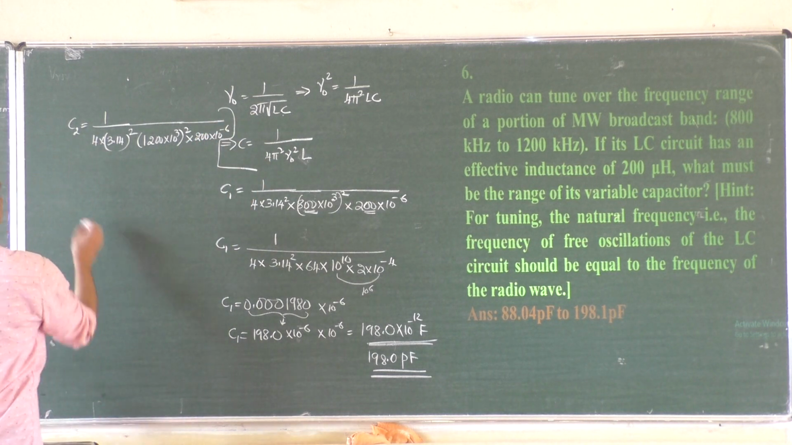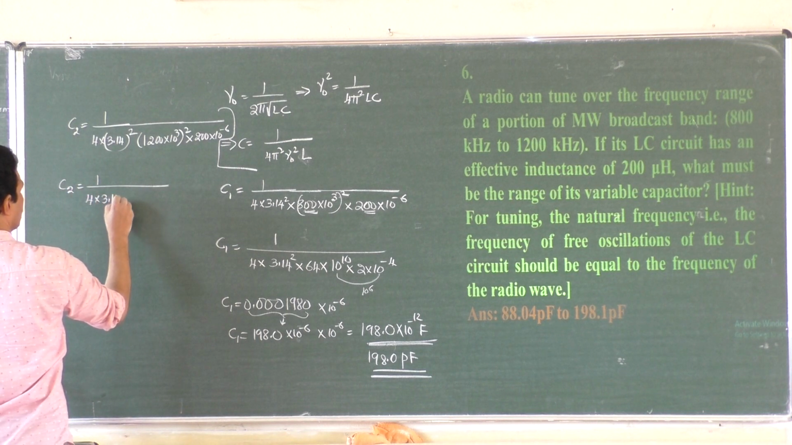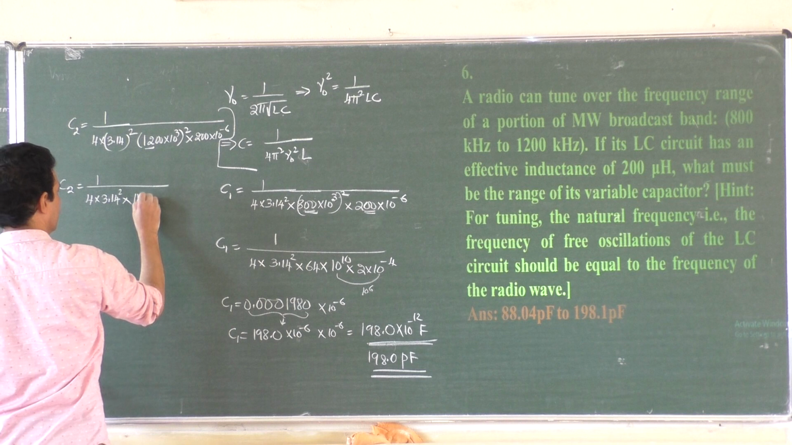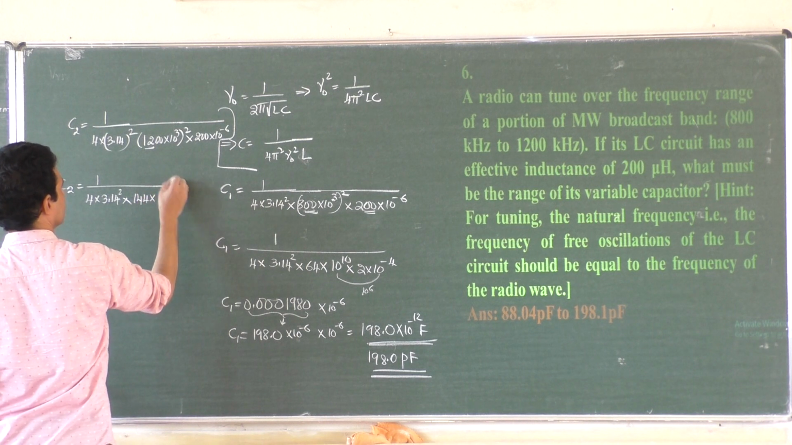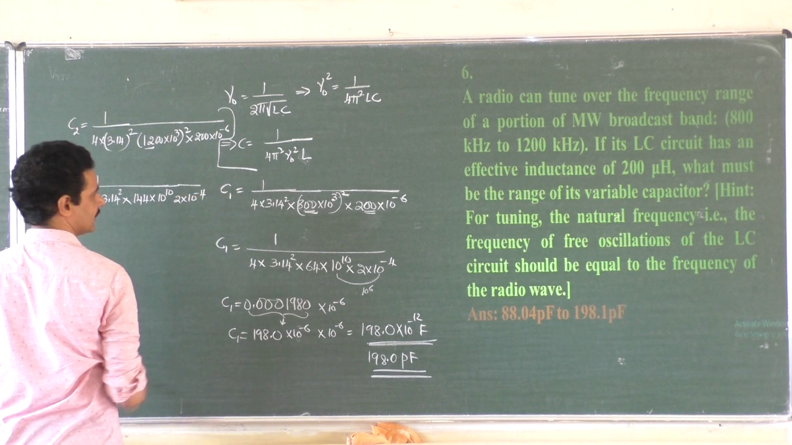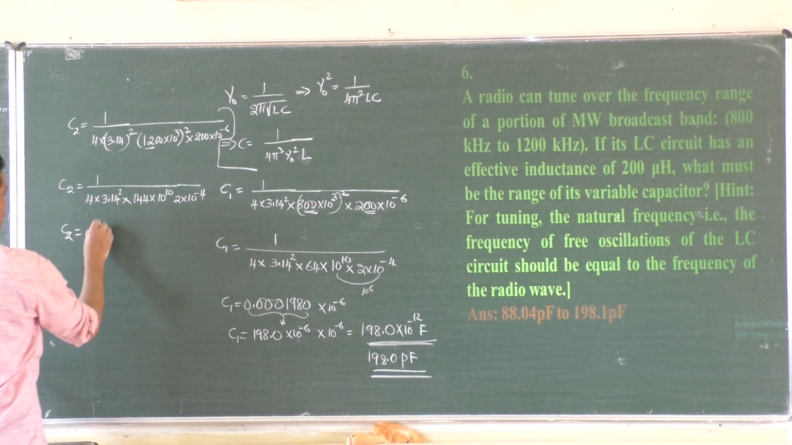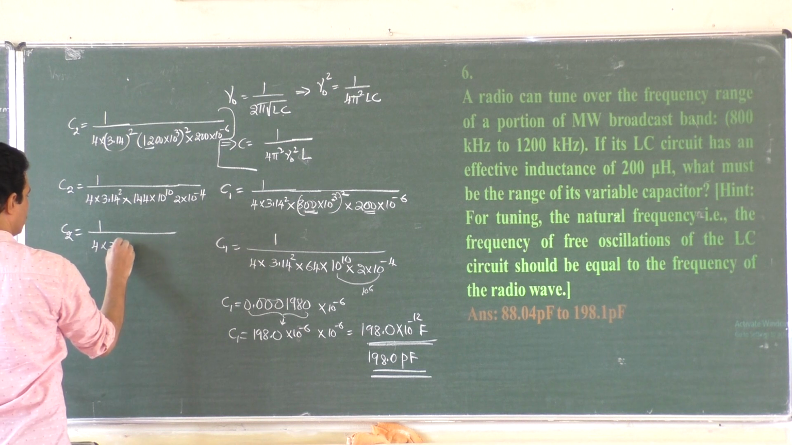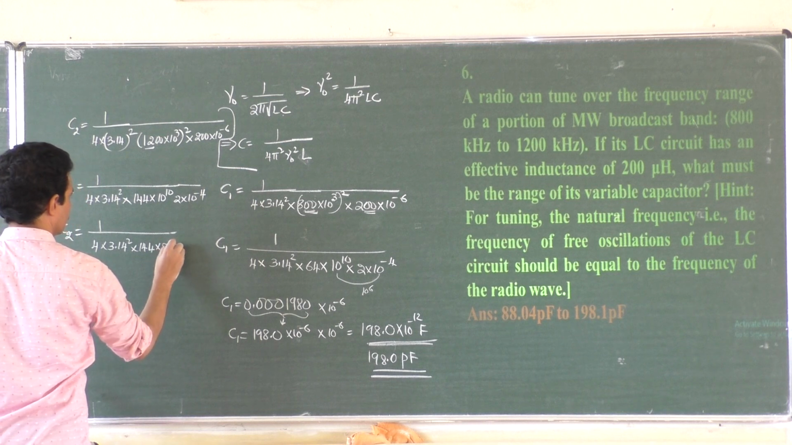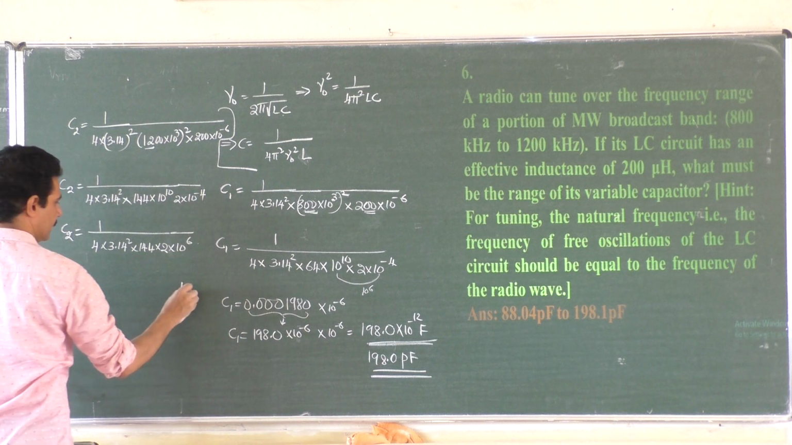Okay, what else? C2 is equal to 1 by 4 pi square. So this is 12, 12 square is 144. 10 to the power 10 once again. Then this is 2 into 10 to the power minus 4 as it is. What is C2? C2 is equal to 1 by 4 into 3.14 square into 144 into 10, into 2, one more into 10 to the power minus 6 plus 6. C2 is equal to 10 to the power minus 6.